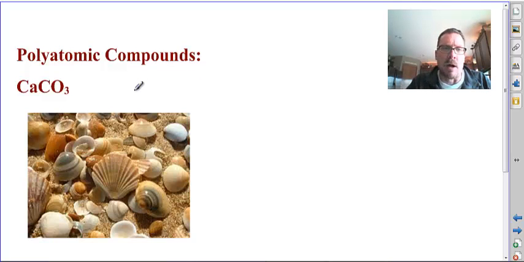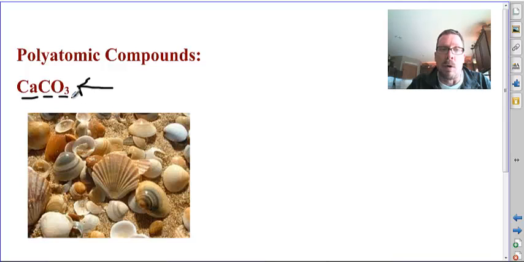In the second of our video series on how to name ionic compounds, today we're going to talk about polyatomic compounds. Here is a good example, calcium carbonate, the key component in many of these seashells you see here in the picture. What you can see in a polyatomic or ternary compound is you have more than two elements.